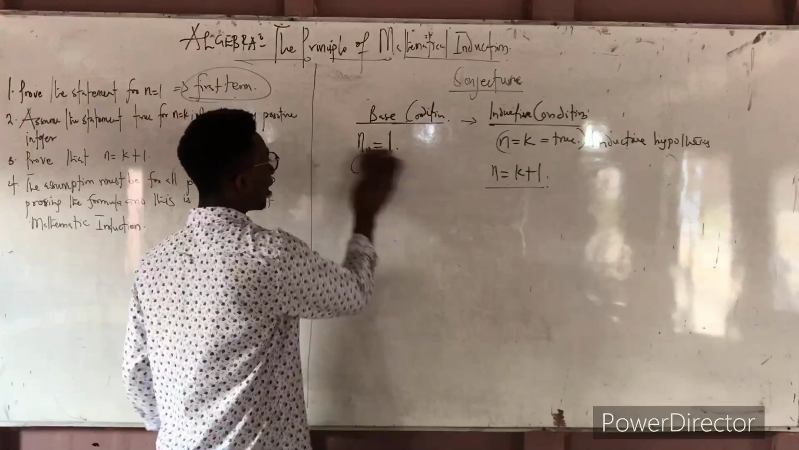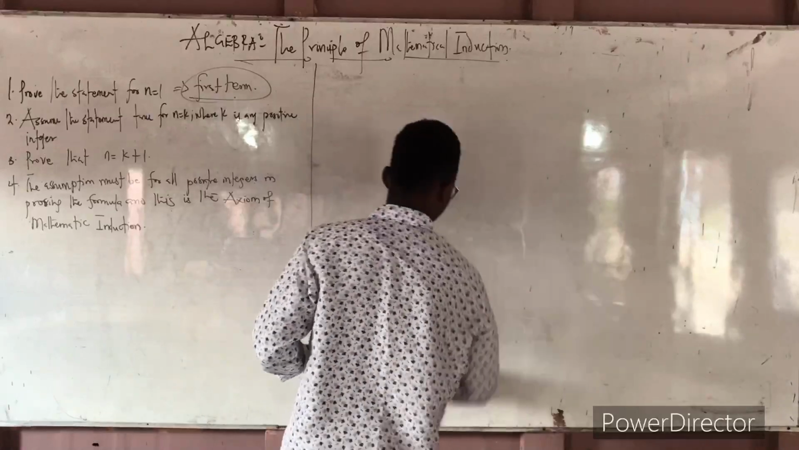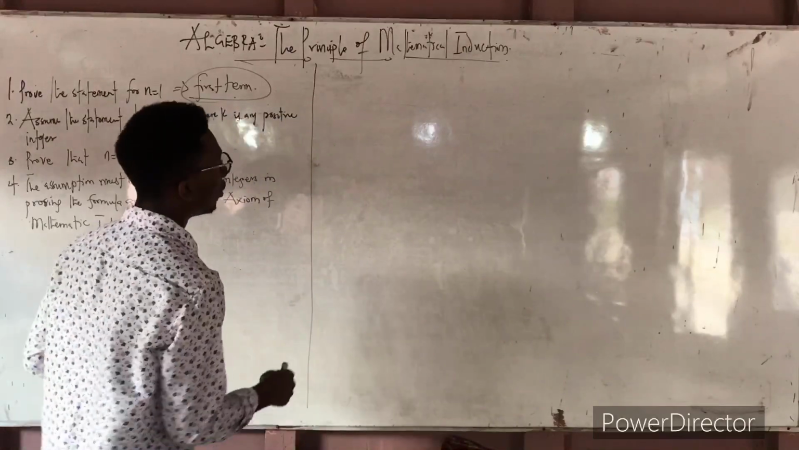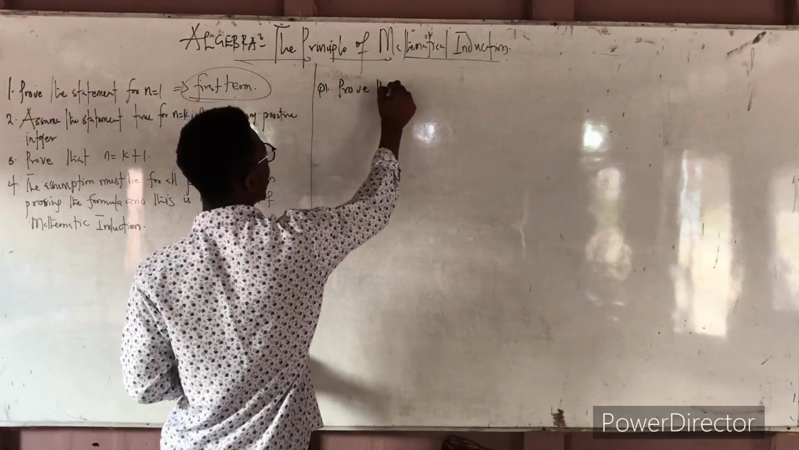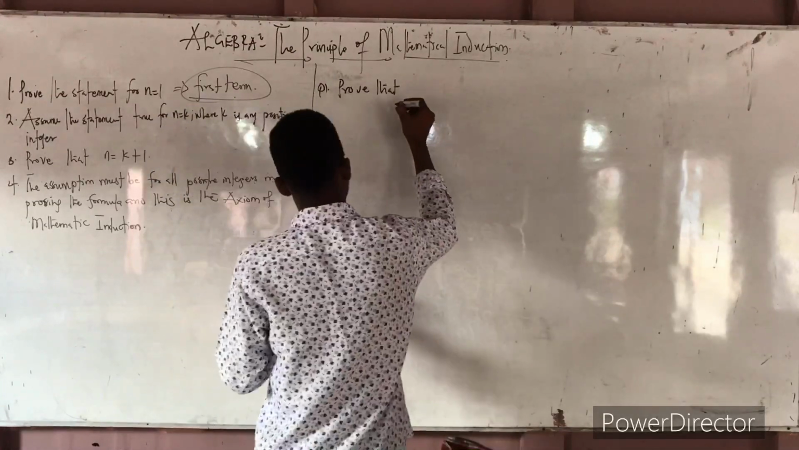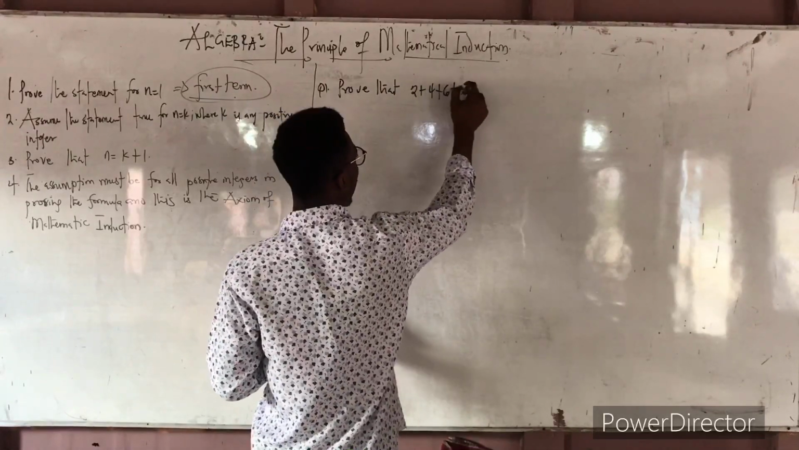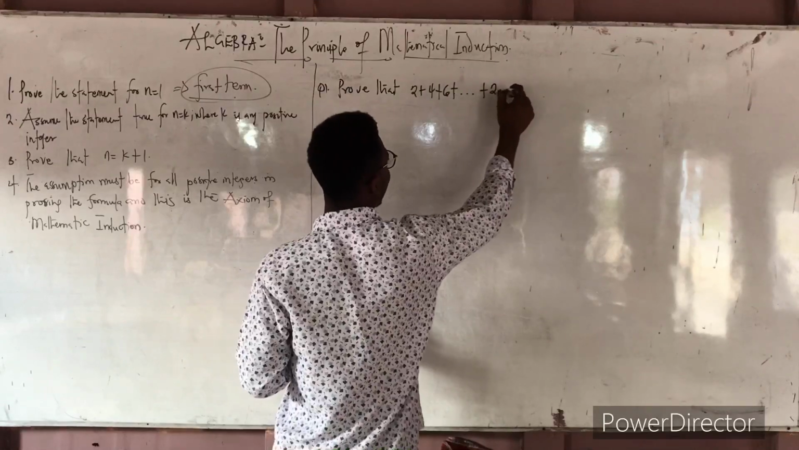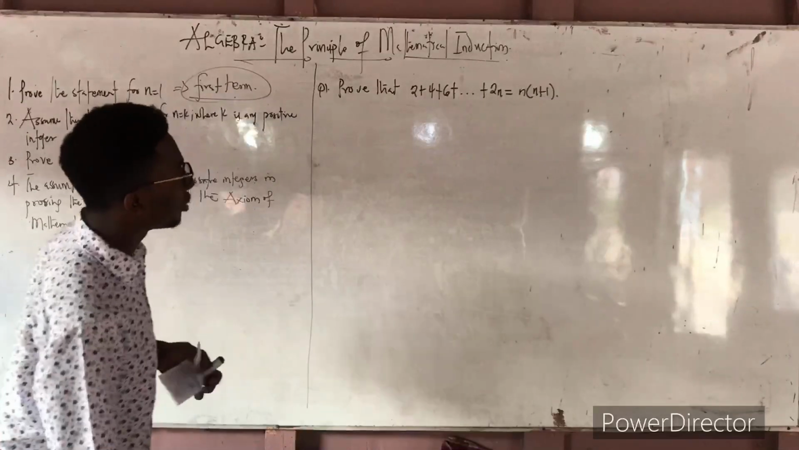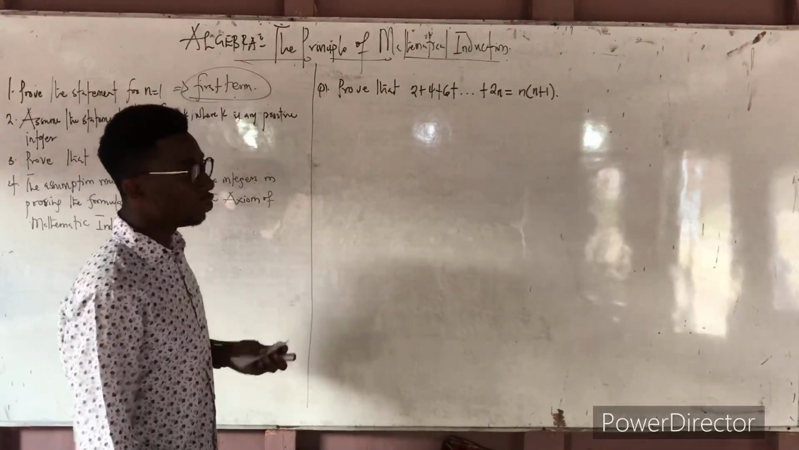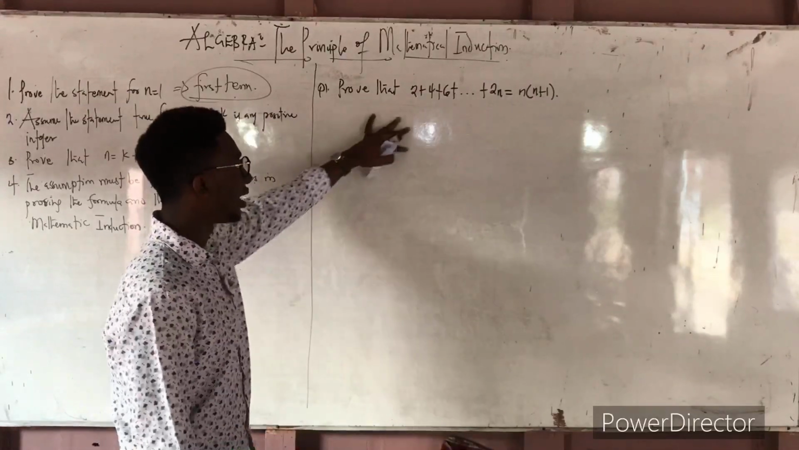Okay, so let's take our first example. The first example is that you should prove that 2 plus 4 plus 6 going on to 2n is equal to n into bracket n plus 1. This is the relation we have been given, and we have to use the principle of mathematical induction to prove its validity.